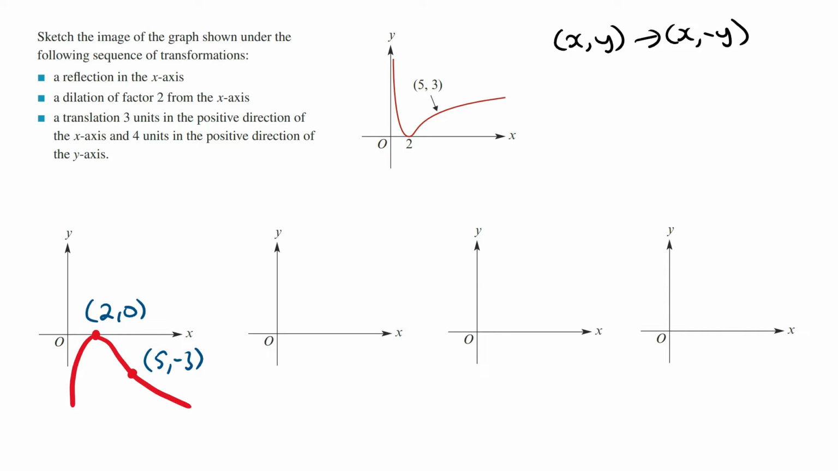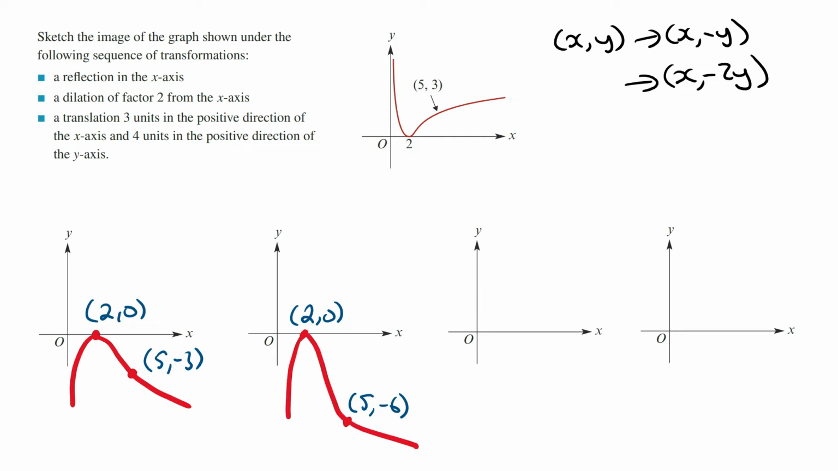Then we have a dilation of factor 2 from the x-axis. What this means is that we're going to multiply all the new y values by 2. And so the new coordinates are going to be (x, 2y). And so working from the reflected coordinates, if we multiply the y values by 2, then we're going to get the coordinates (2, 0) and (5, -6). This dilation stretches the graph vertically, and so sketching the graph is going to look something like this.